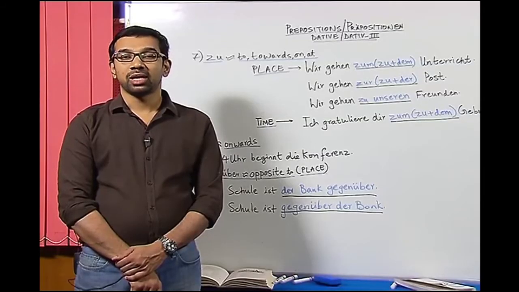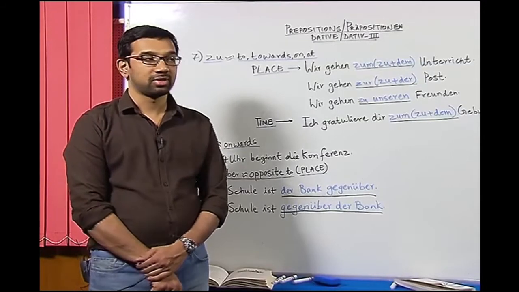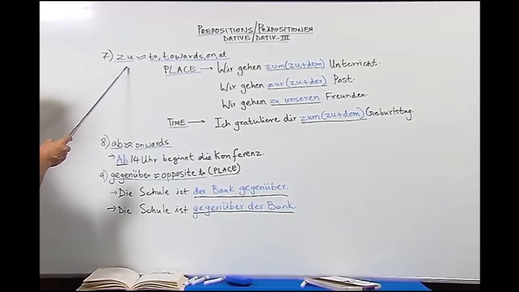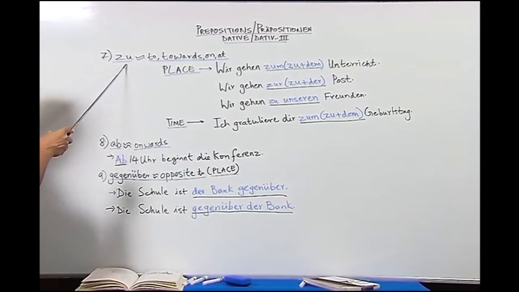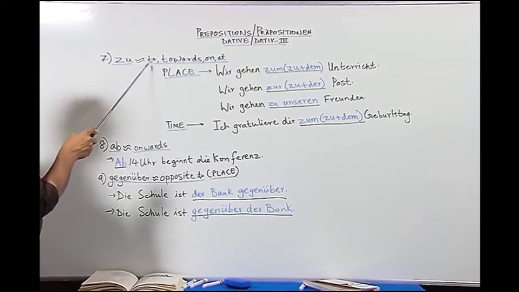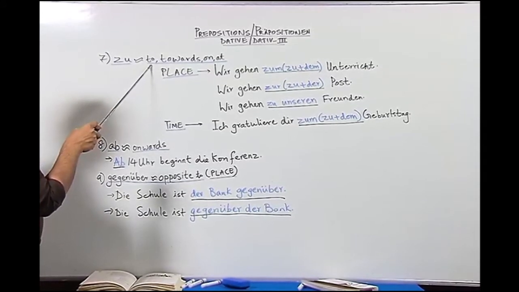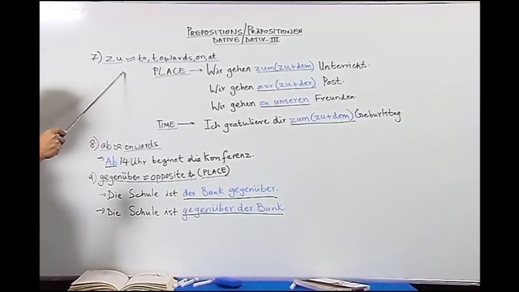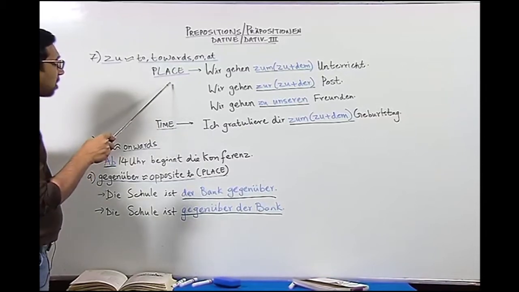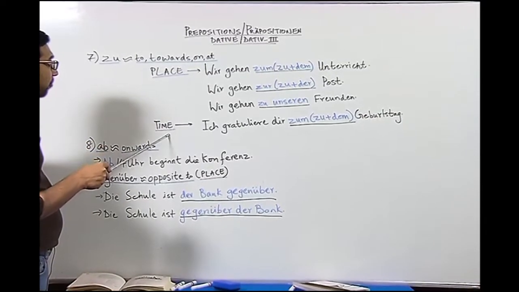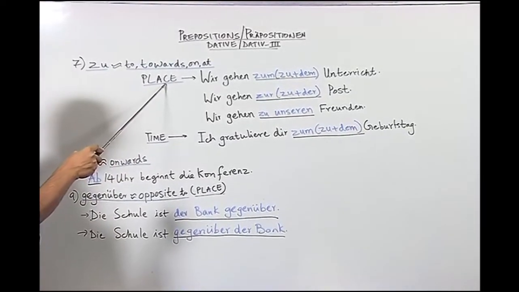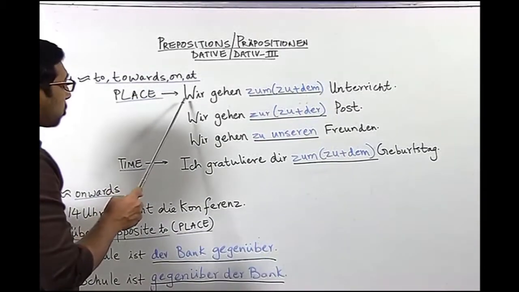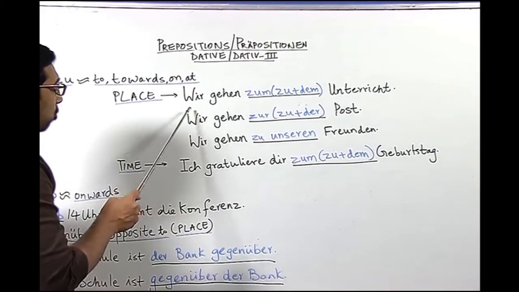Now, let us look at the other prepositions in dative. We have now here 3 more prepositions which are basically used in dative. They are zu, which roughly in English has got many meanings like to, towards, on, at. The preposition zu is basically used in the context of place or time. It is used in the context of place when there is a movement from point A to point B. The preposition zu is basically used with verbs which show a movement.